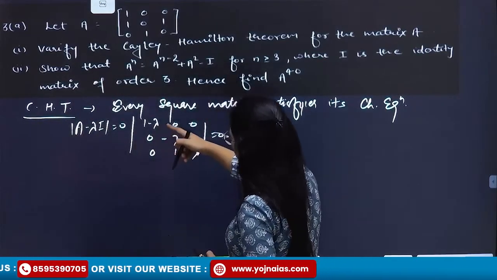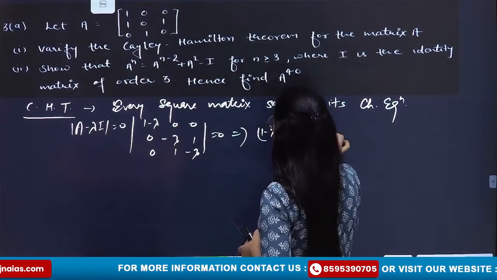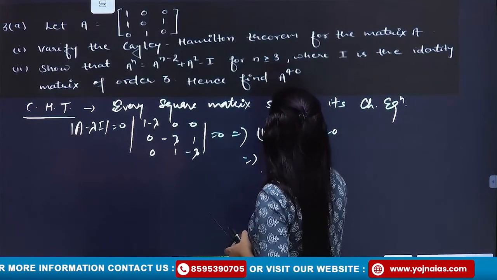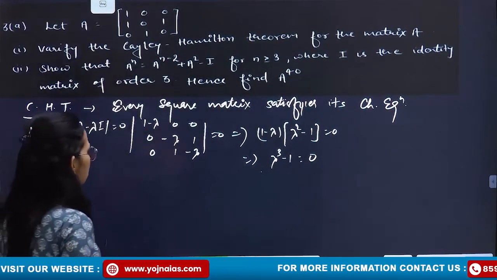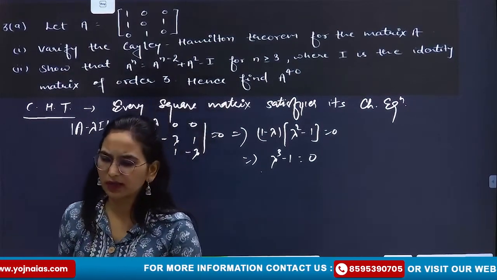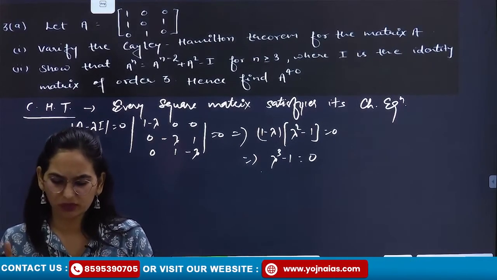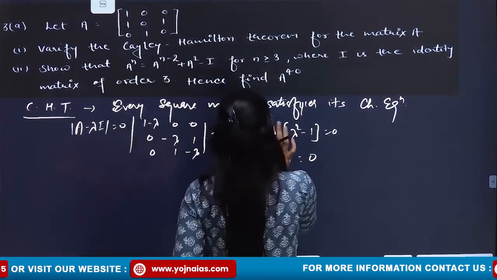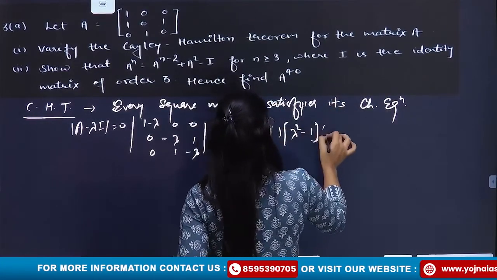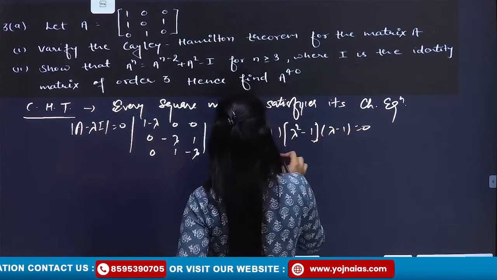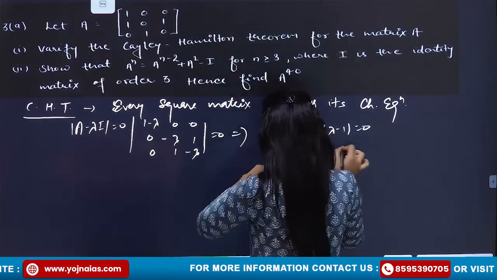If I expand along the first row, lambda square minus 1. You need to check lambda cube minus lambda square minus lambda plus 1 equal to 0, whether the matrix satisfies this equation or not. Taking factors, lambda cube minus lambda square minus lambda plus 1 equal to 0.